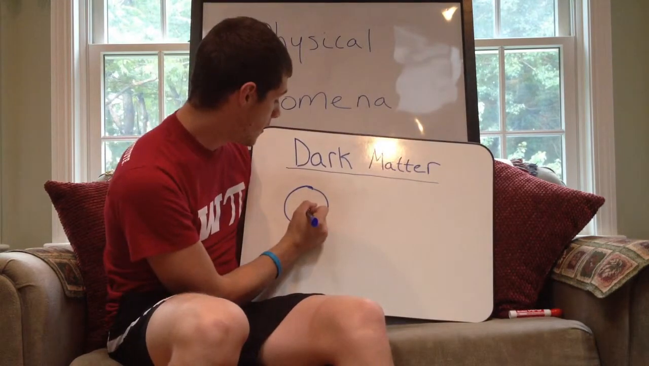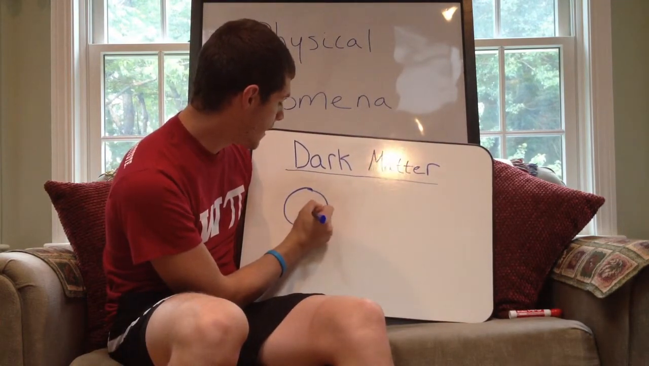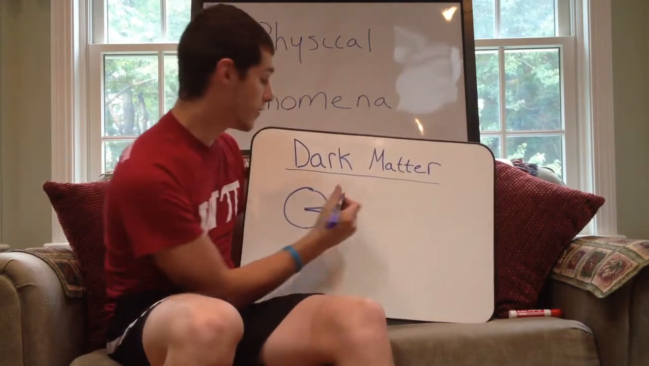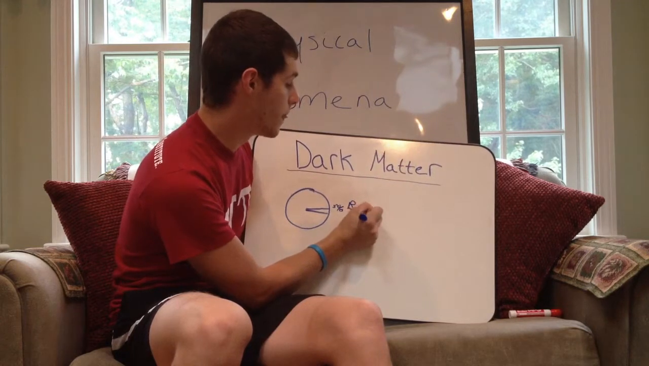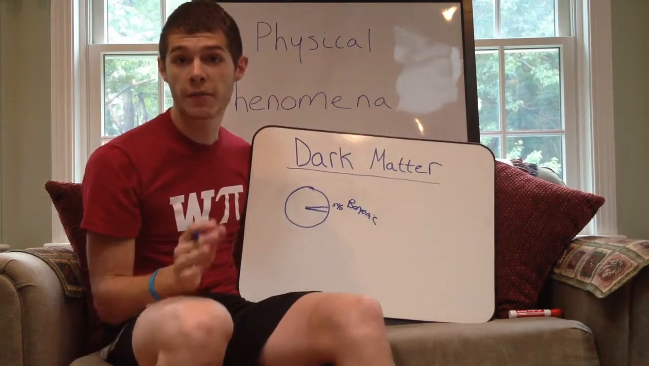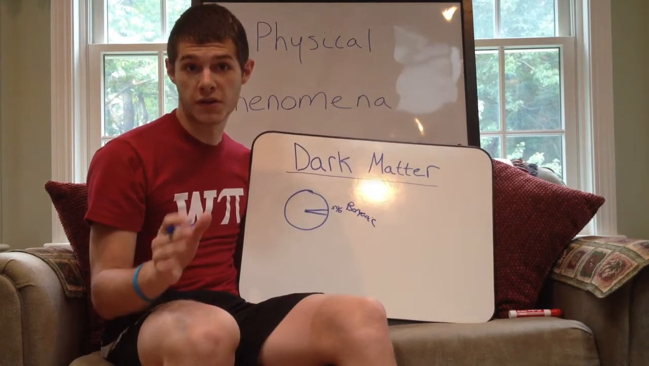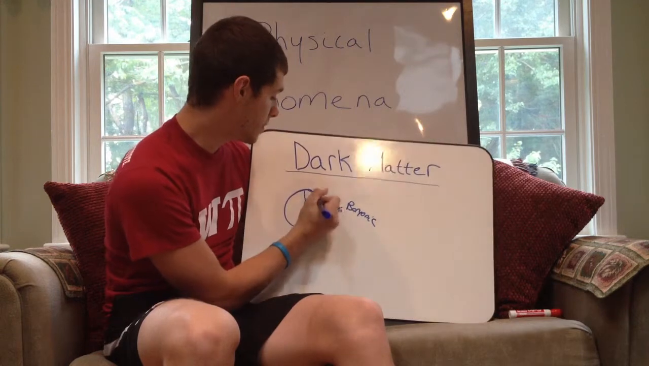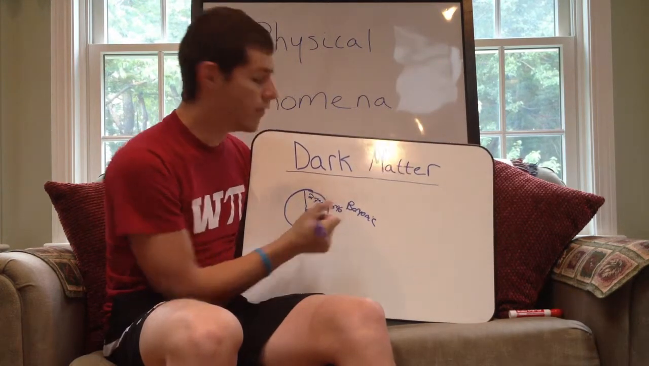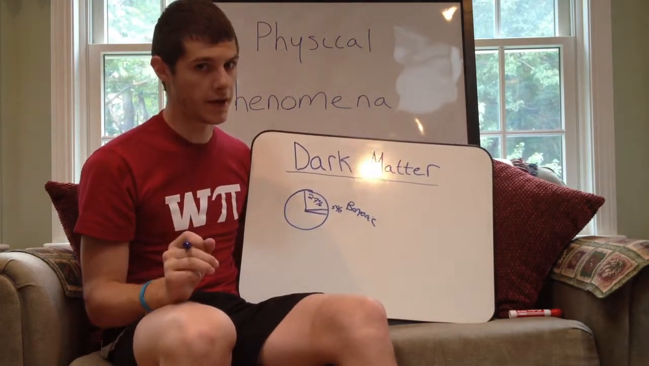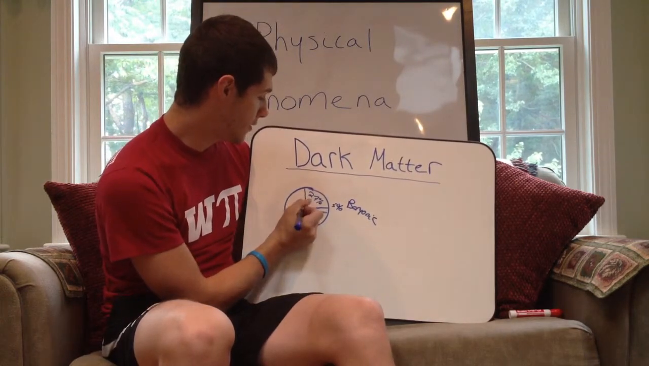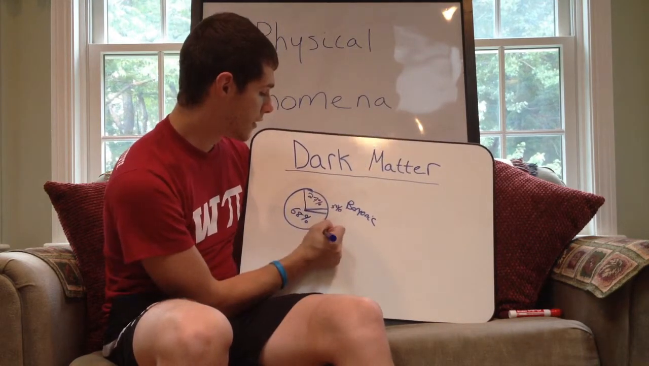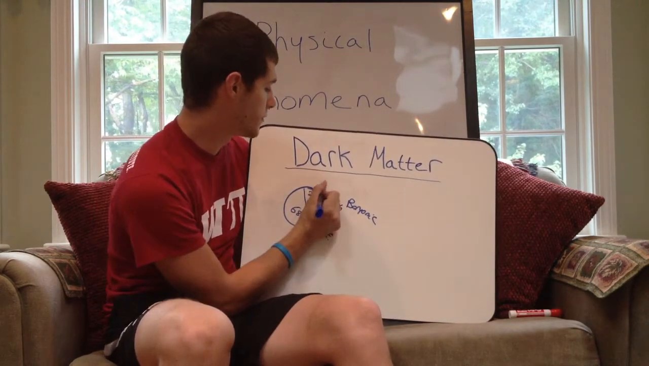You and I make up approximately 5% of the matter in the universe as baryonic matter. So, baryonic matter is protons, neutrons, electrons, etc. Now, 27% of the matter in the universe is something called dark matter. And the rest here, being at 68%, is something called dark energy, a little less dark matter.